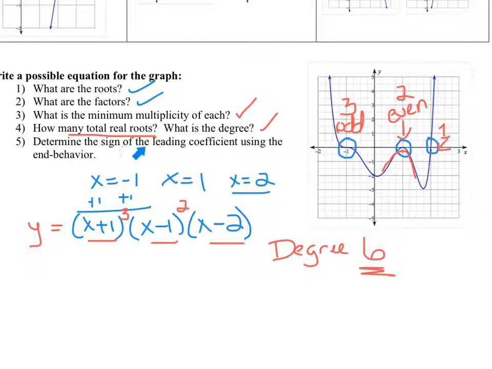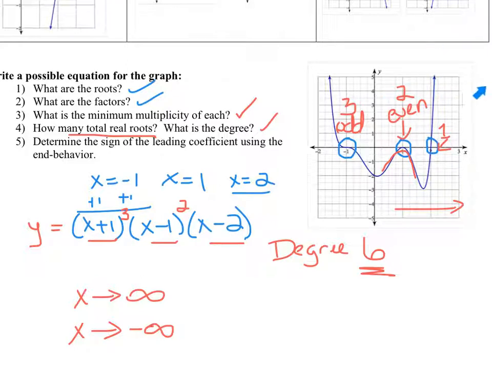Determine the sign of the leading coefficient using the end behavior. Discussing end behavior, you have to ask yourself two questions: what happens when x is going to the right, and what happens when x is going to the left? We're not talking about all the squigglies that happen here. In this case, all these squigglies are middle behavior. We want end behavior, we want to go into the ends. It does all this, but then it settles down and balances out.